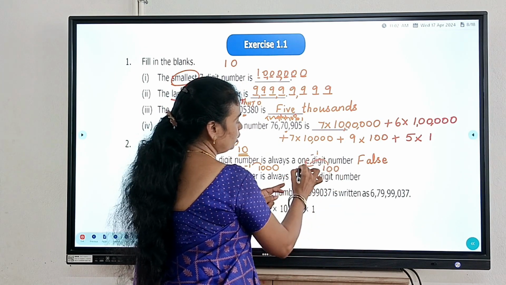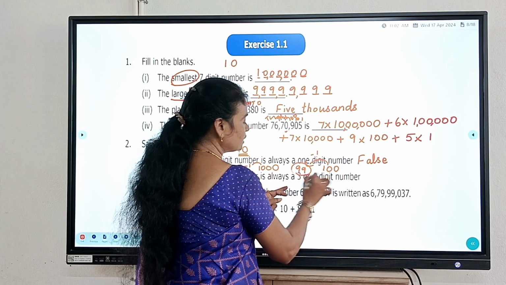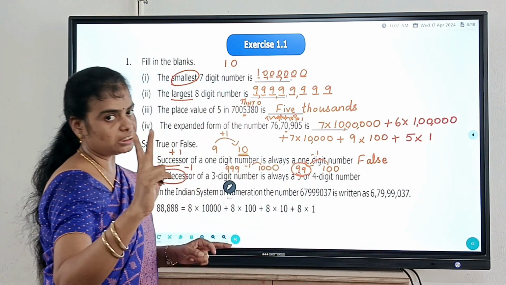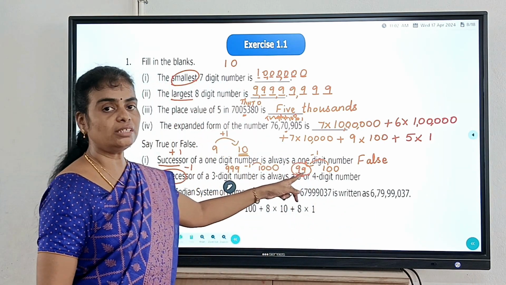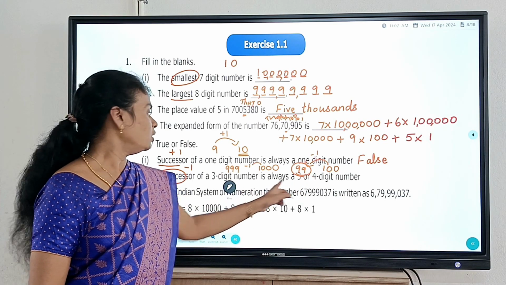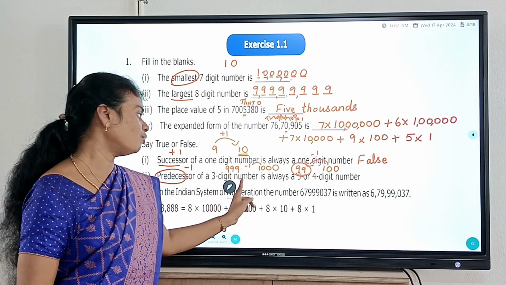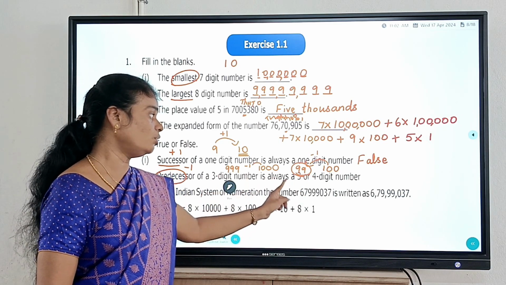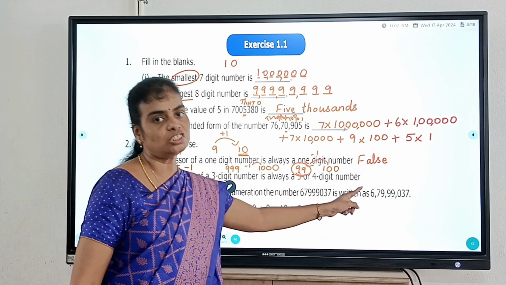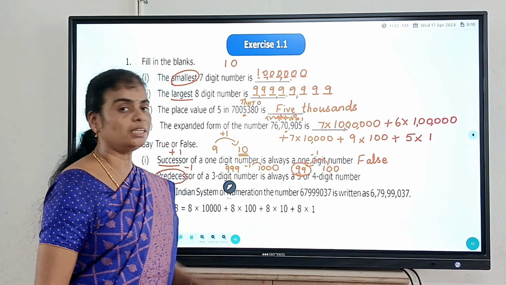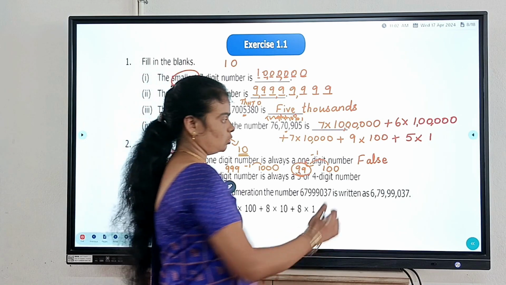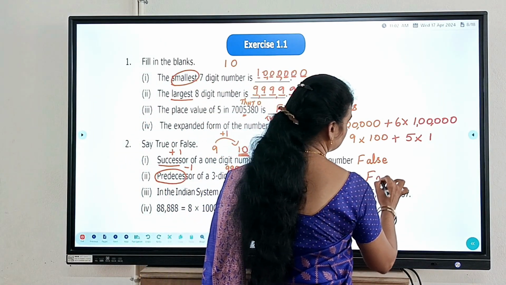100 minus 1, you will get 99, which is comprised of only 2 digits. Is this satisfying the statement? No. The statement is: predecessor of a 3-digit number is always a 3 or 4-digit number. But here we are getting a 2-digit number also. So it is false.